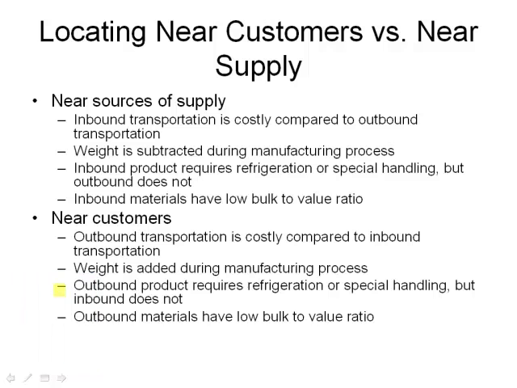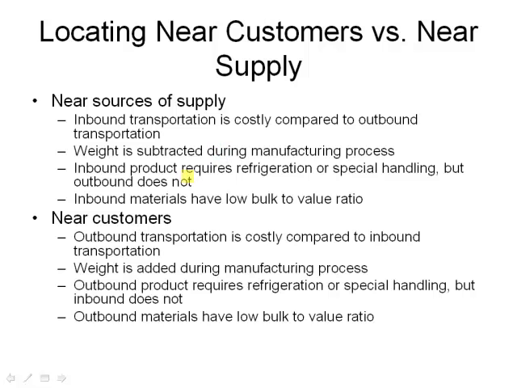Companies that tend to locate near sources of supply are companies where the inbound transportation is costly relative to outbound transportation. For example, if the manufacturing process subtracts weight from the material during the process. So if we're taking oranges and removing all the water and creating an orange juice concentrate, we will probably want to locate near those oranges because we're taking a lot of the weight out of the product. It's going to be more expensive to do the inbound transportation than the outbound transportation on that product.